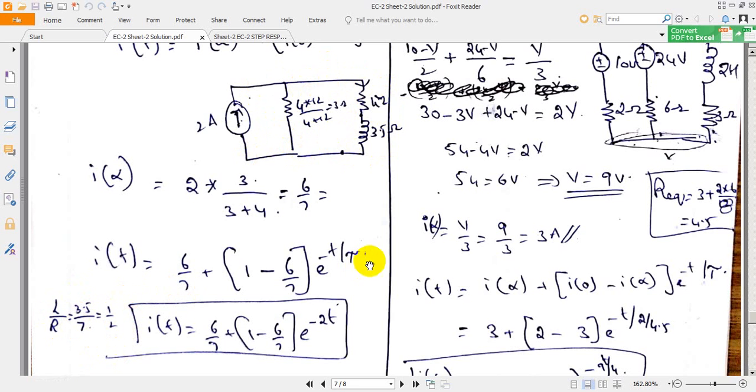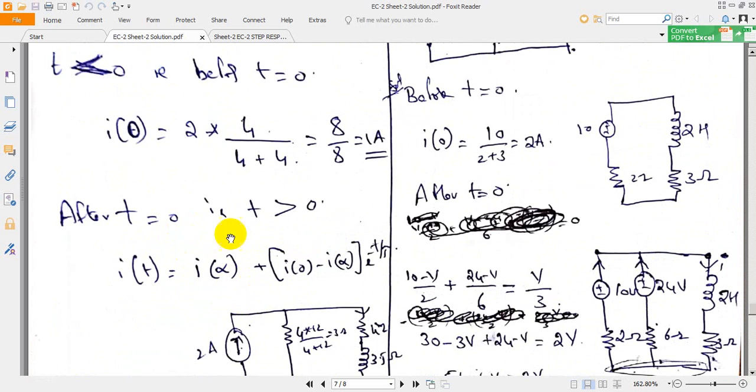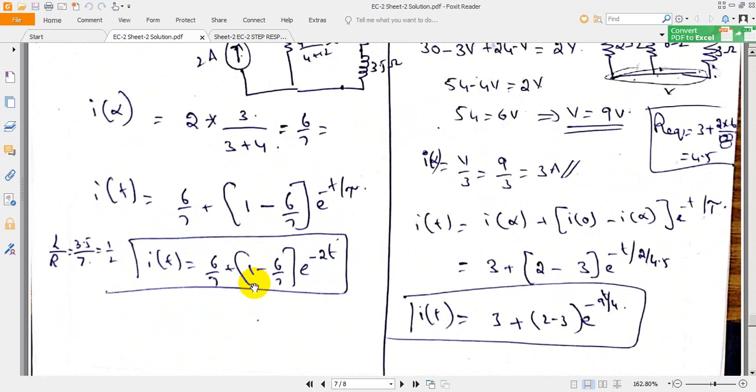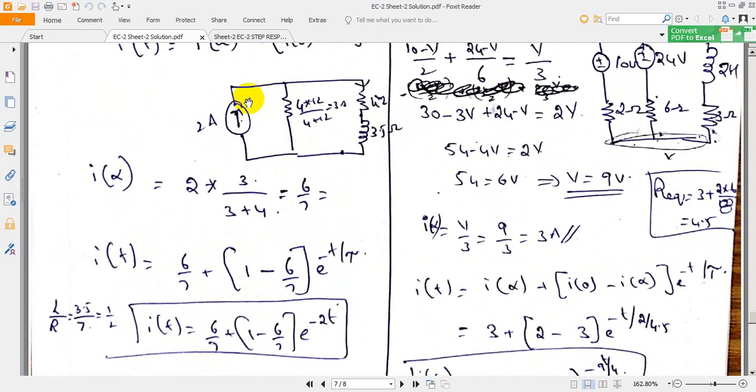Just substitute these values. I infinity is 6 by 7, and I naught is 1. Just substitute the values, you will get i(t) after switching operation. This is a forced response circuit. If we don't have this power supply, then I infinity will become 0.